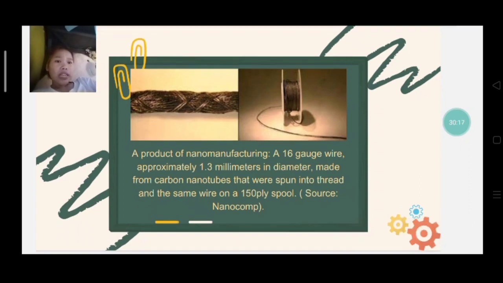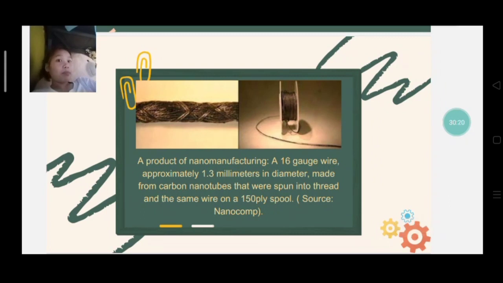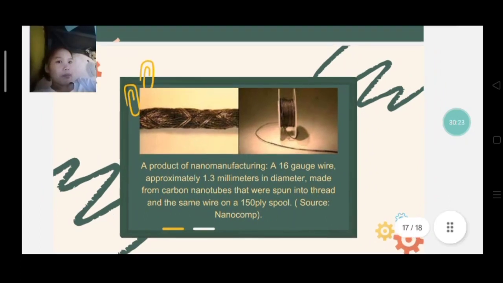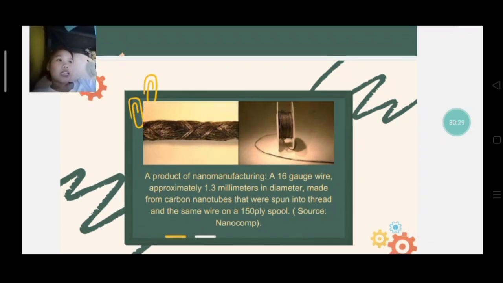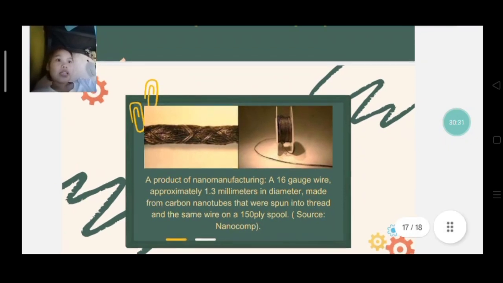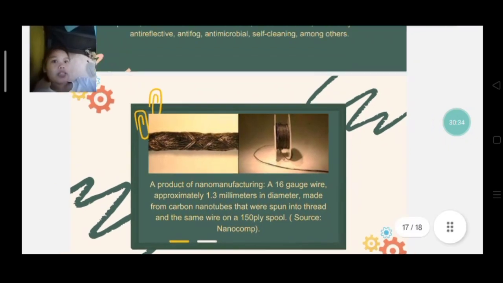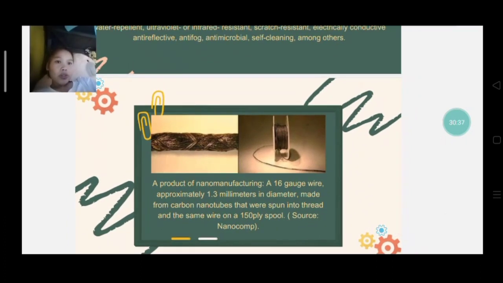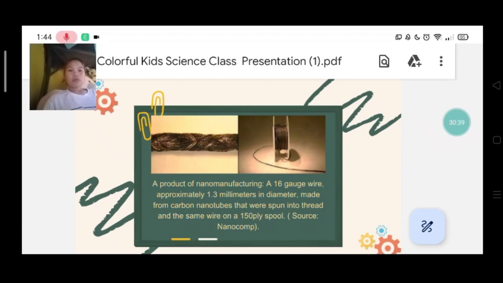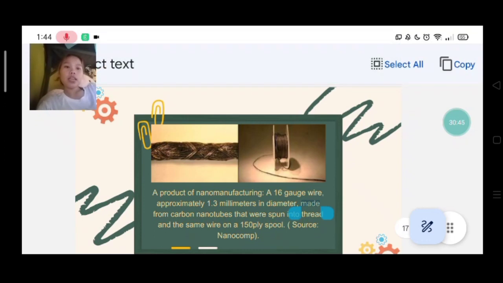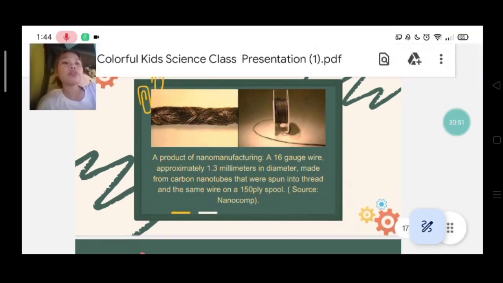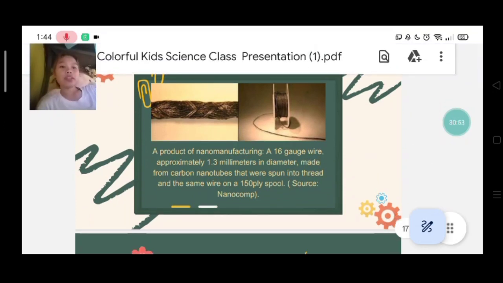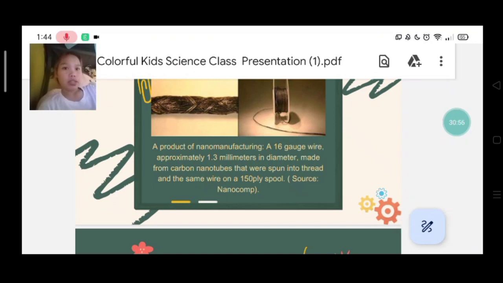Nanomaterials are very important in developing new techniques, new technology for the enhancement and advancement of the world. So that's it. One of the nanomanufacturing products is the gauge wire, which is 1.3 millimeter in diameter.